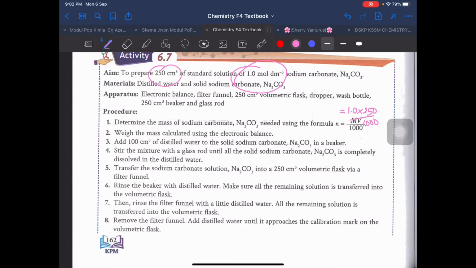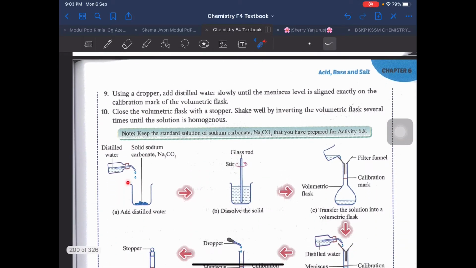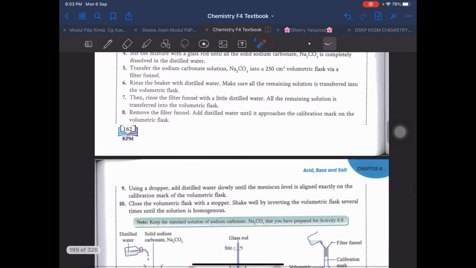First thing first. After that, okay, you got the mass already. So you weigh the mass. Timbang lah. Weigh the mass calculated using electronic balance. Add 100 cubic of distilled water to the solid sodium carbonate in a beaker. Selepas kamu timbang, then you put inside the beaker like this. Okay? This is the solid sodium carbonate yang kamu sudah kira. Let's say we need to use 1.0 gram. So add 100 cubic decimeter of water later.